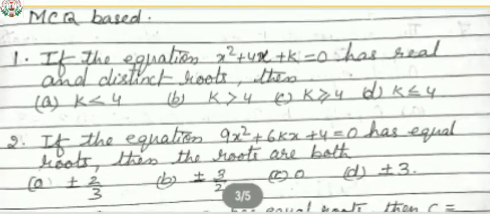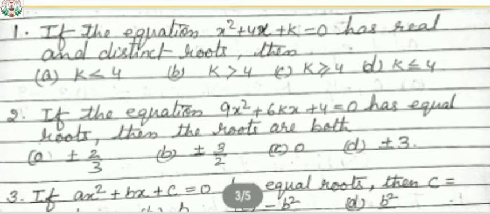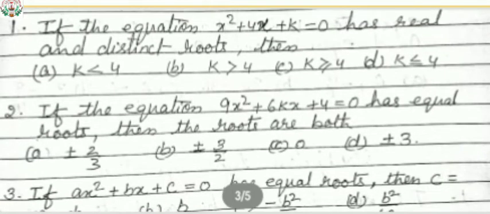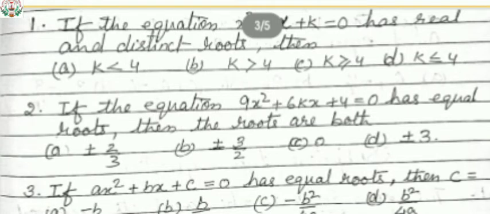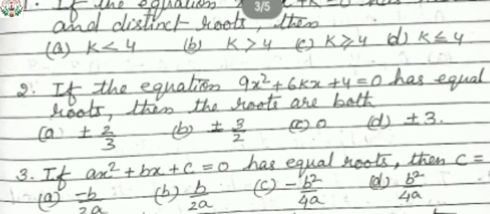Now the second question is: if the equation 9x² + 6kx + 4 = 0 has equal roots, then the roots are both... In this case we again have to find the discriminant. For the nature of roots, we have seen that when D = 0 it has equal roots, is it not? When D equals 0 it has equal roots.